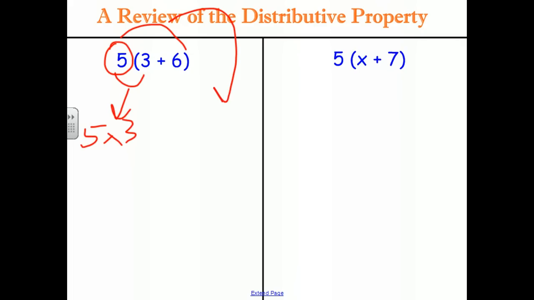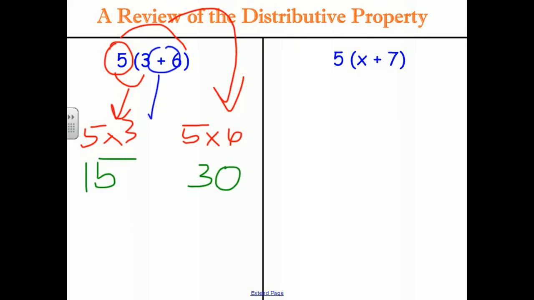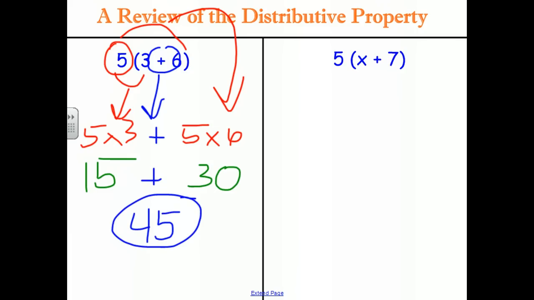and 5 times 6. Once we've decided what those are, particularly 15 and 30, then we bring down our operation from the parentheses. This is a plus. So 15 plus 30 equals 45. And we can see that's true by double checking against 5 times whatever 3 plus 6 is, which in this case is 9. 5 times 9 is 45.